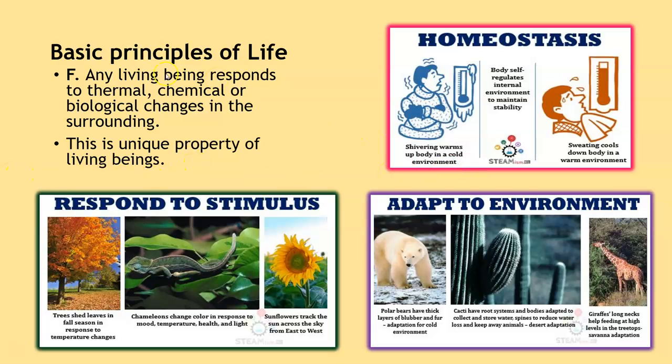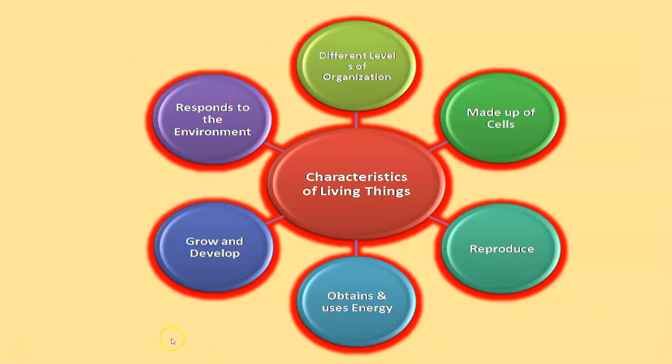Among the principles that we have seen so far, metabolism is one of the most important properties which helps us to identify whether the organism is a living organism or not. So students, here you can have a look at the characteristics of living things at one glance. We have different levels of organization. They are made up of cells. Living organisms can reproduce, they obtain and use energy, they grow and develop, and they respond to the environment. So these are the important characteristics which help you identify whether the organism is a living organism or not.